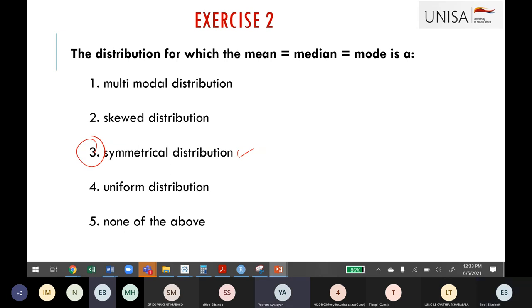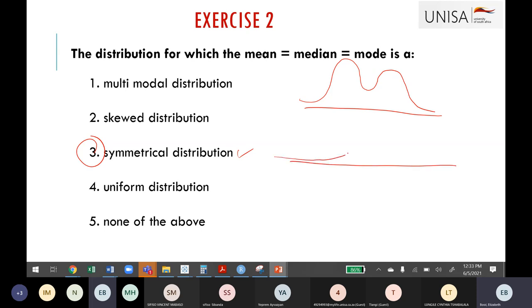Ms. Lee, so I assume also the distribution can't be skewed since only symmetrical applies. Yes. So a multimodal distribution will look like that. It will have two modes. A skewed distribution will look like that because then it's skewed to the left in this manner for this one. A uniform distribution will be, that will be your uniform distribution.